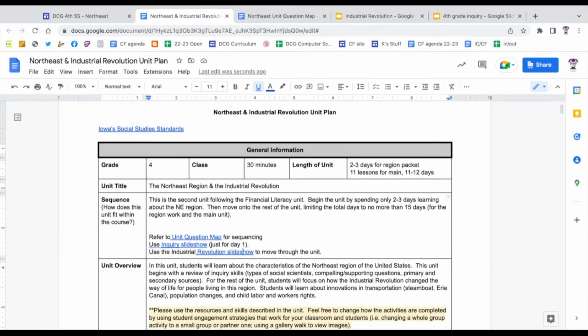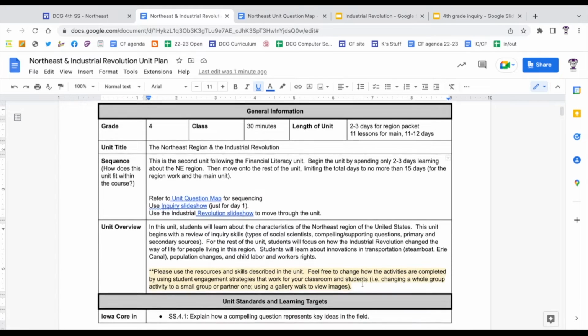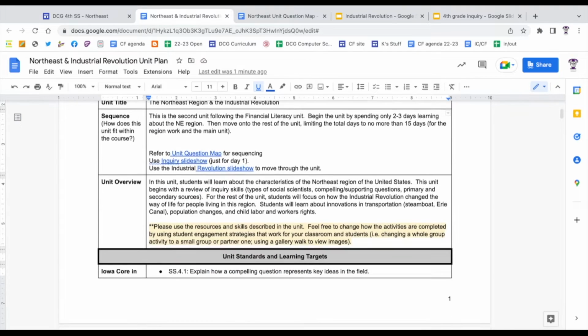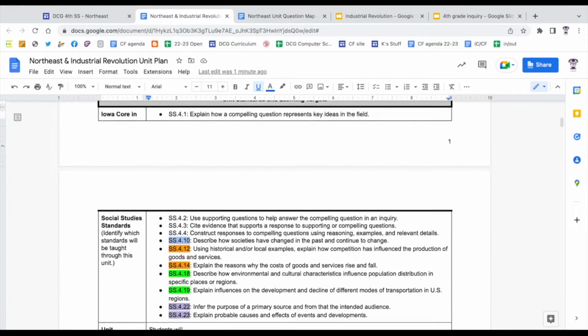As you can see, each lesson is planned for 30 minutes. This allows for flexibility in discussions, questions, activities, etc., so that you can best meet the needs of your students. That being said, please make sure that you're using the resources and addressing the skills described in the unit, but feel free to change how the activities are completed by using student engagement strategies that work for your classroom and students, such as changing a whole group activity to a small group or partner setting, using a gallery walk to view images, etc.